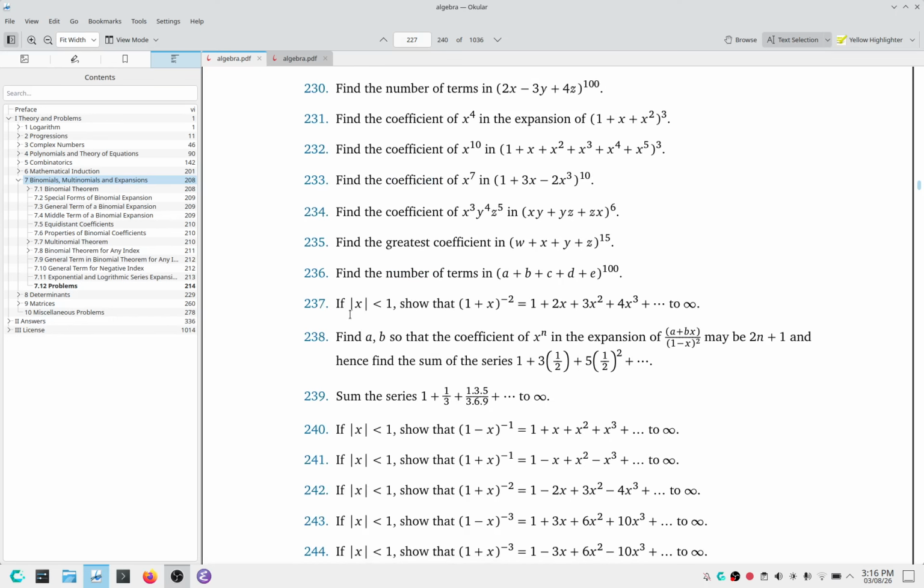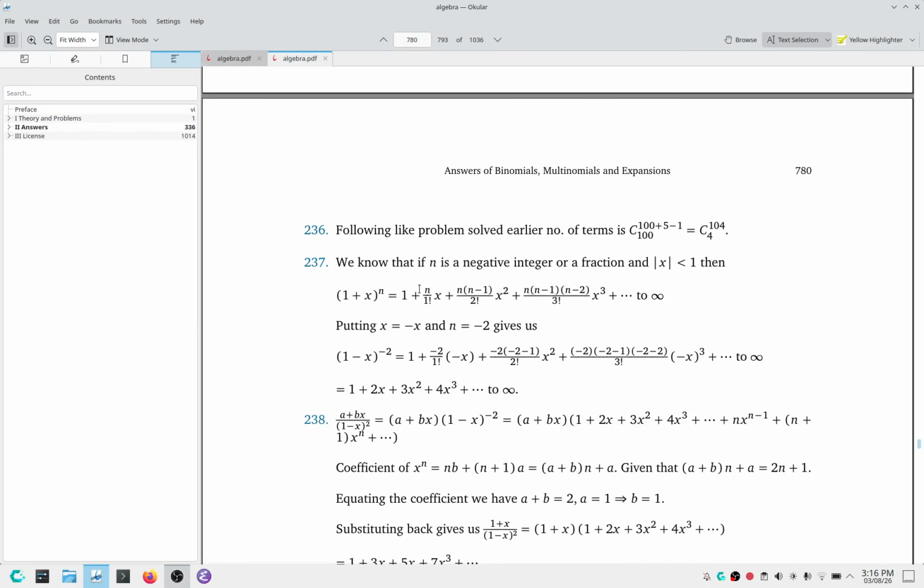Question 237 says: if mod of x is less than 1, show that (1 plus x) to the power minus 2 is equal to 1 minus 2x plus 3x squared minus 4x cubed and so on up to infinity. We know that if n is a negative integer or a fraction and mod x is less than 1, (1 plus x) to the power n is equal to 1 plus n upon 1 factorial times x plus n times (n minus 1) upon 2 factorial x squared and so on. So we put n is equal to minus 2. When you do that, you will arrive at the series.